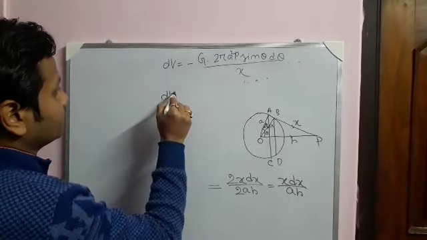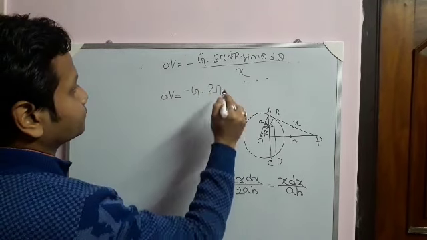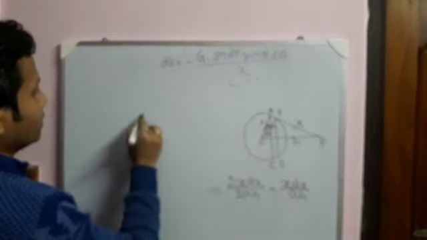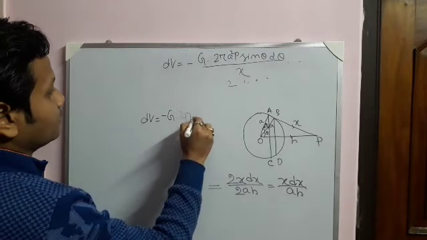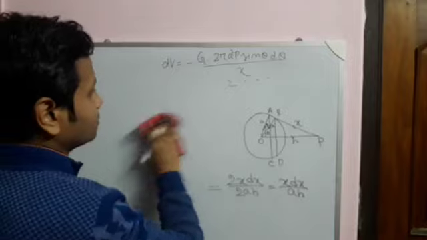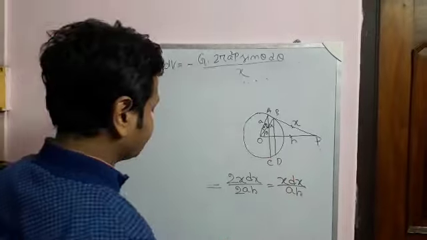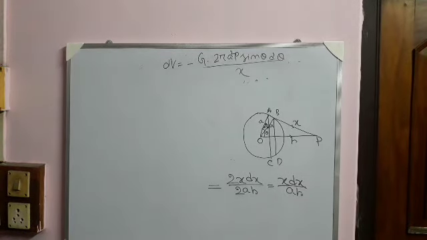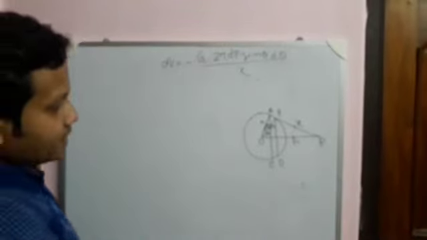We get simply dv equals minus g into 2 pi a. We write dv, this is simply minus g into twice pi a. The marker is not working, so I write here x dx by ar.